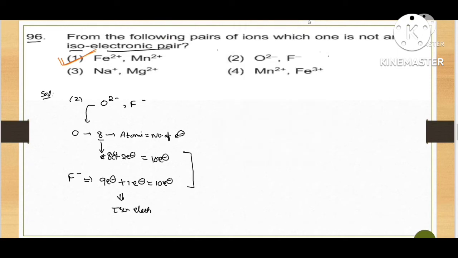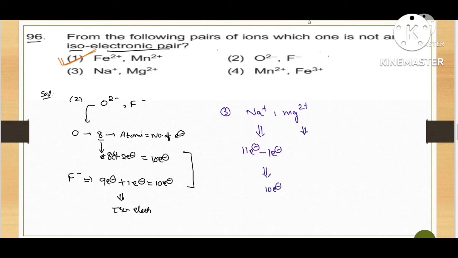Now let us verify option 3. Here Na+ and Mg2+. The sodium atomic number is 11, so it has 11 electrons. Here the positive charge means subtraction of 1 electron, so it becomes 10 electrons.